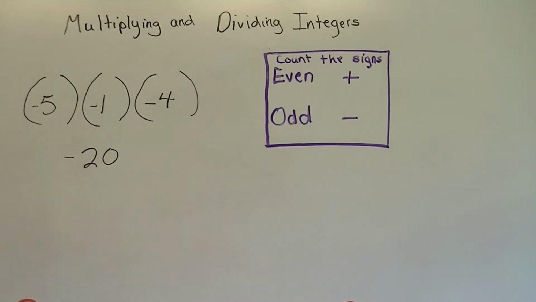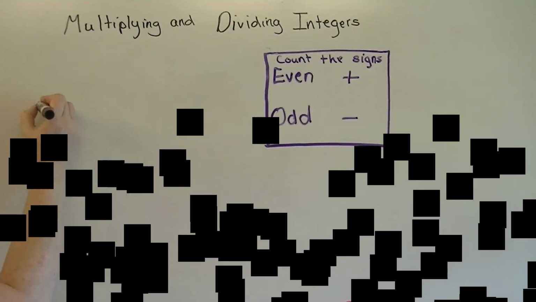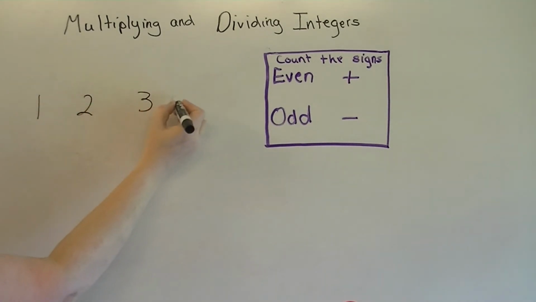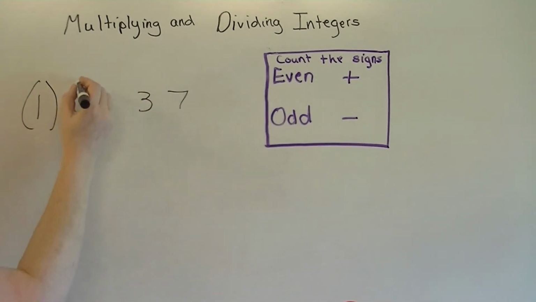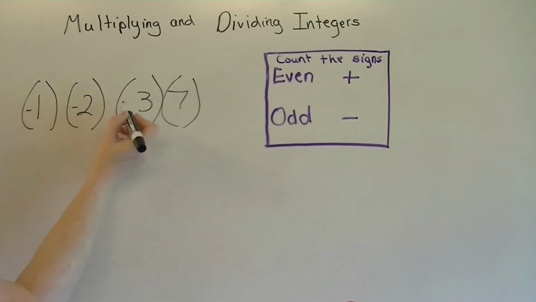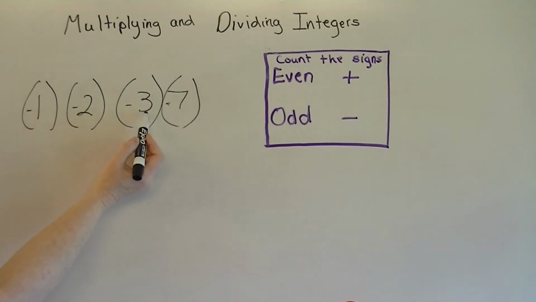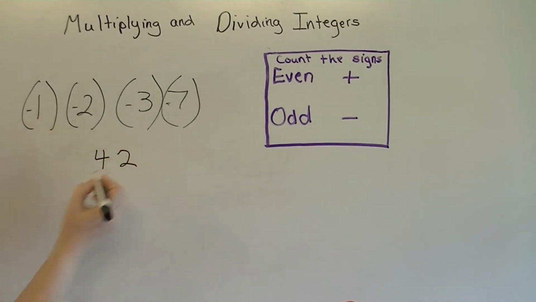It's pretty easy. Let's try one more. Let's take these numbers and multiply them. Let's make all of them negative. 1 times 2 is 2, and 2 times 3 is 6, and 6 times 7 is 42. Count the number of signs, 1, 2, 3, 4. So this would be positive 42.